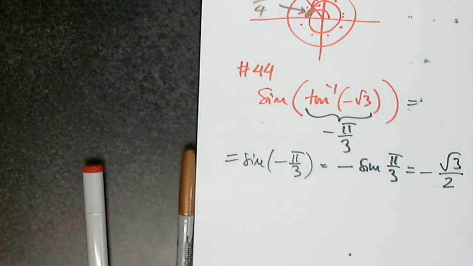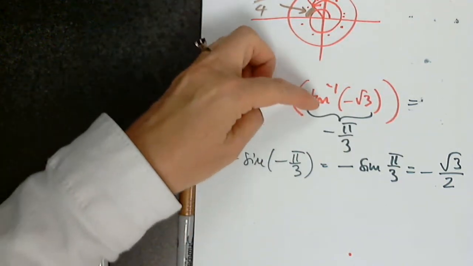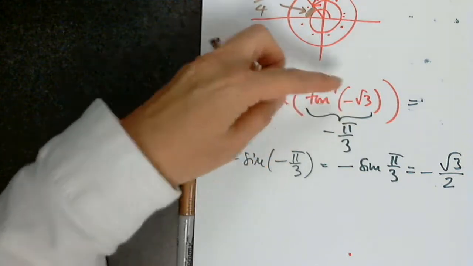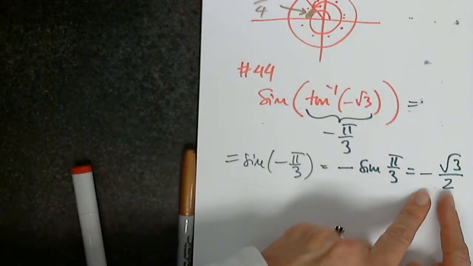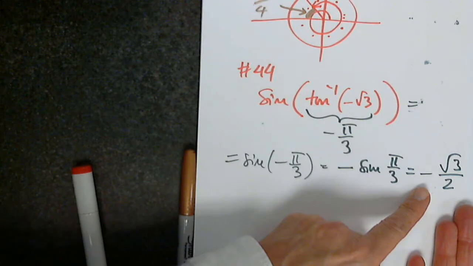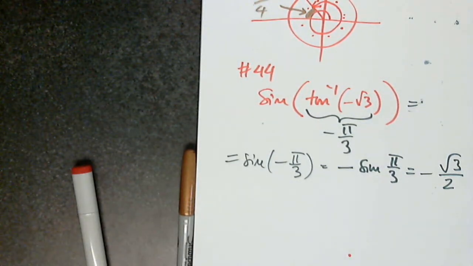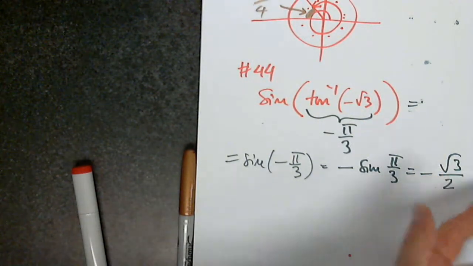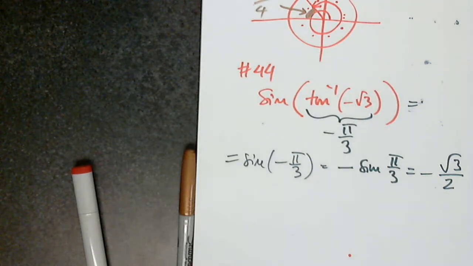Of course, you have a way of roughly determining this with a graphing calculator. You can put sine, you can put tangent inverse, you can put negative the square root of 3 in parentheses, and then you will get a number. It will not be a fraction. But you can check. You put negative the square root of 3 over 2 in your calculator and check the answer.